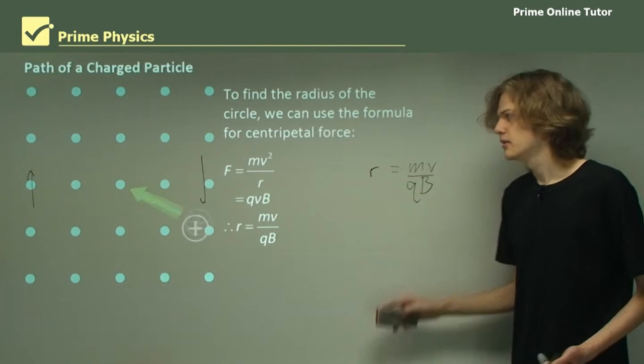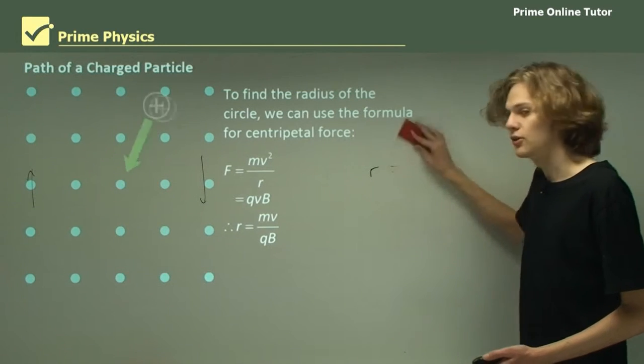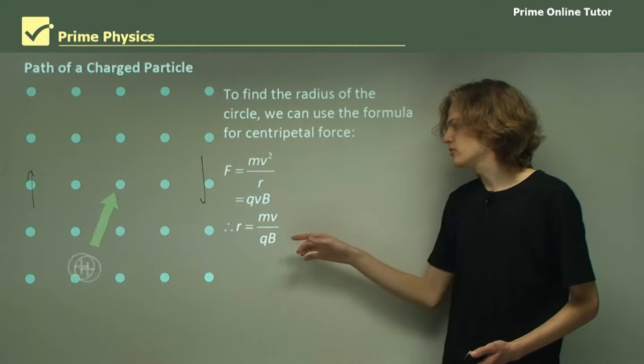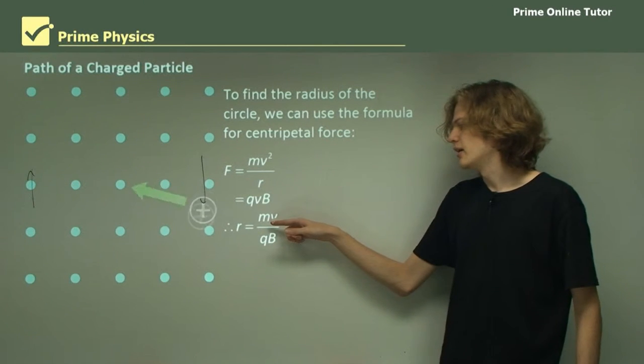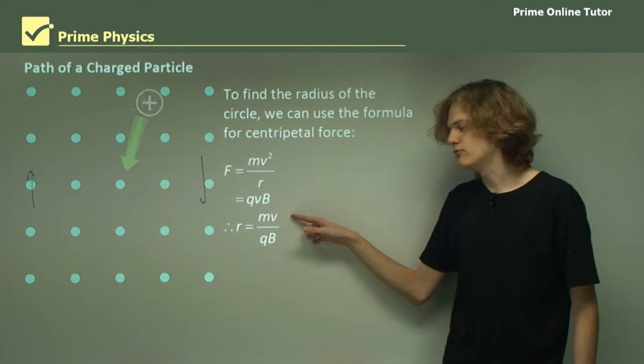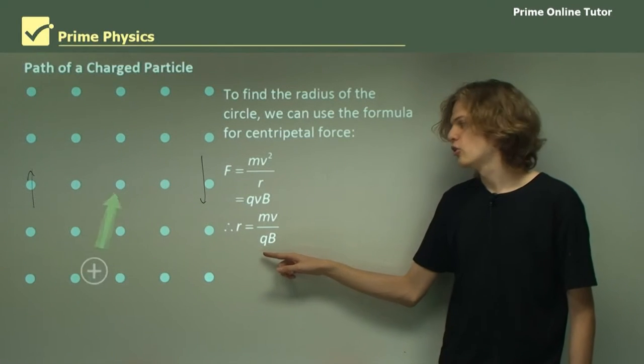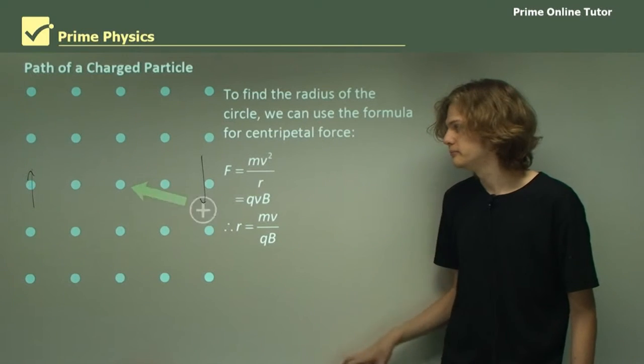So this means that when a charged particle is traveling in a circle due to a magnetic field, the radius of its path increases when it's heavy or when it's moving fast, and it decreases when the particle has a large charge or when the magnetic field is very strong.